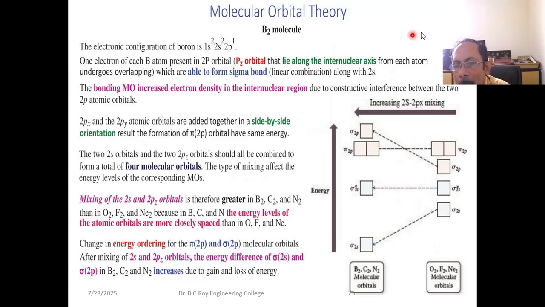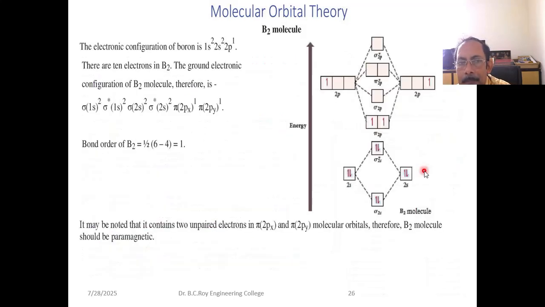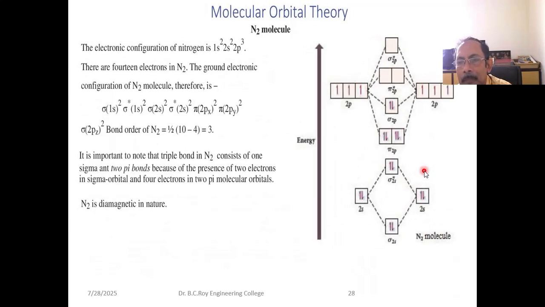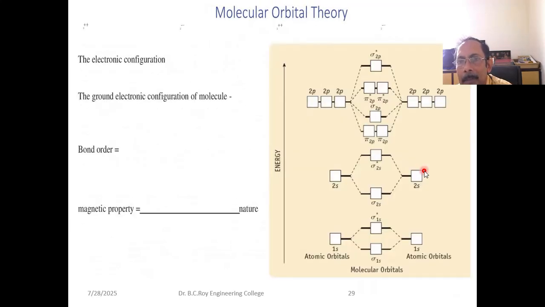This is B2, C2, N2. The position of the orbitals will be like this, on the left-hand side. Now O2, F2, Ne2: the orbital energy diagram, if we draw it, will be like this. So here sigma is below, pi is above, but here pi is below, sigma is above. This is B2, this is C2, N2. They are all similar.